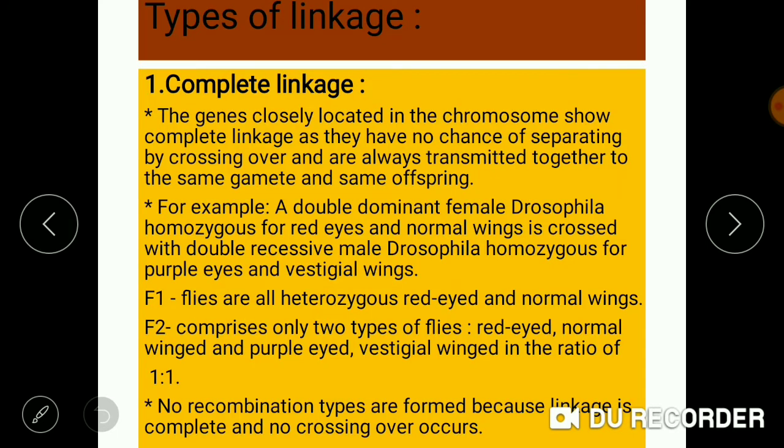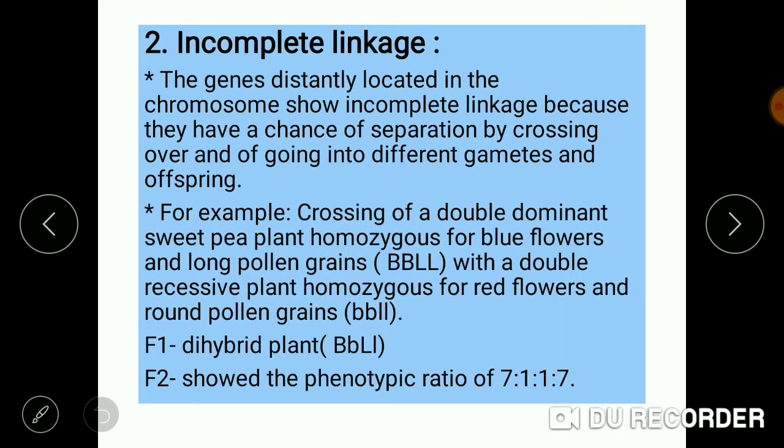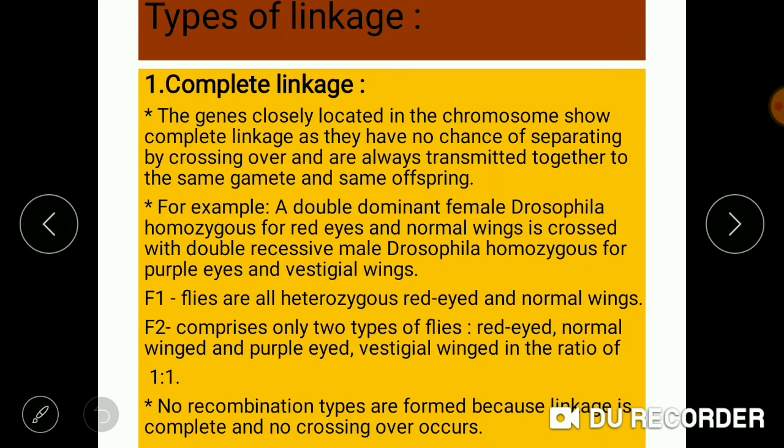There are two types of linkage: complete linkage and incomplete linkage. Let us know what complete linkage is first. The genes which are closely located on a chromosome show complete linkage, as they have no chance of separating by crossing over, and they are always transmitted together to the same gametes and the same offspring.